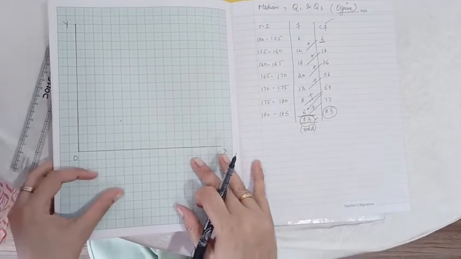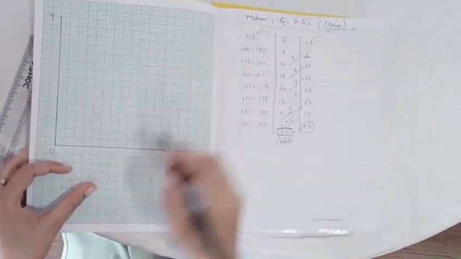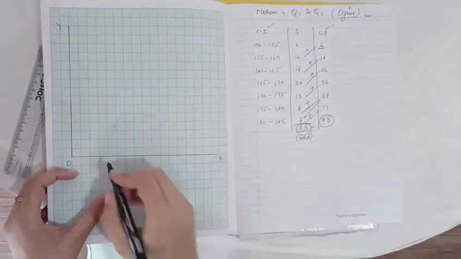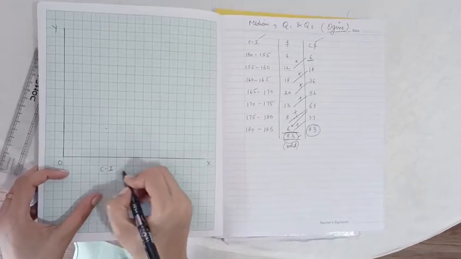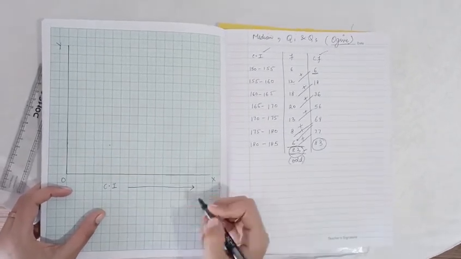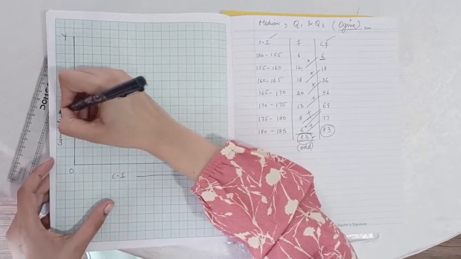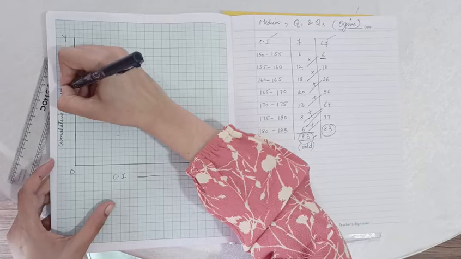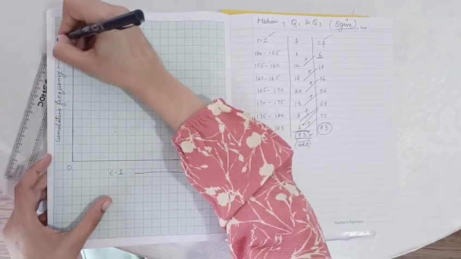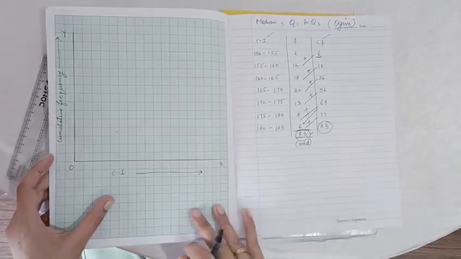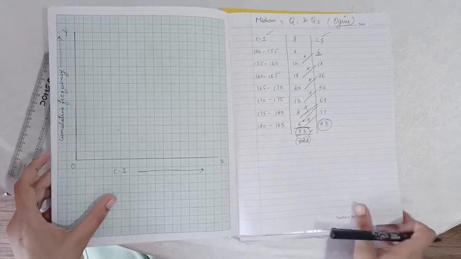First of all, the class intervals we have to mark along the x-axis. I'll be writing here so that there won't be any confusion. And for cumulative frequencies, see, here we have to use cumulative frequencies instead of frequency. So cumulative frequency we have to plot along the y-axis.